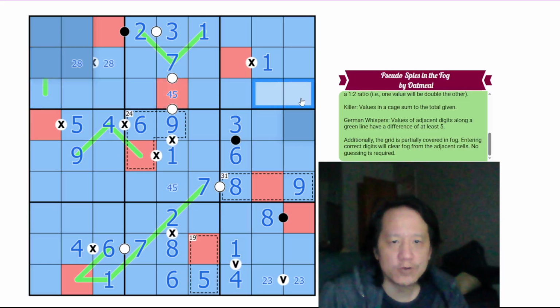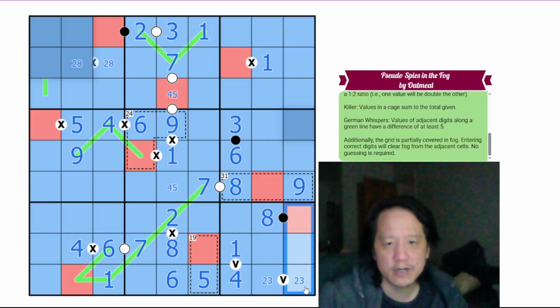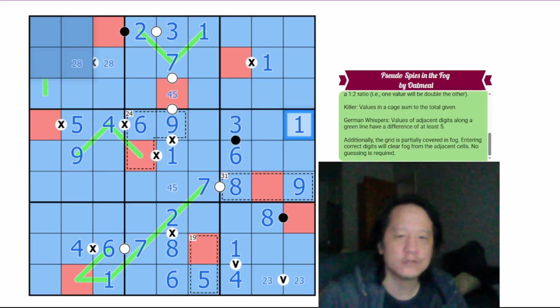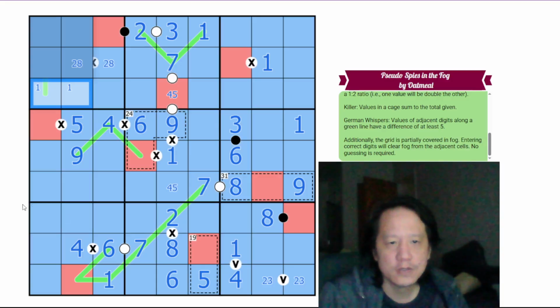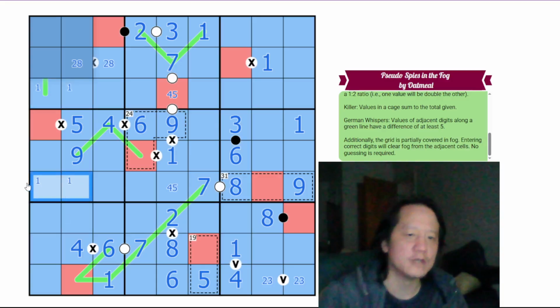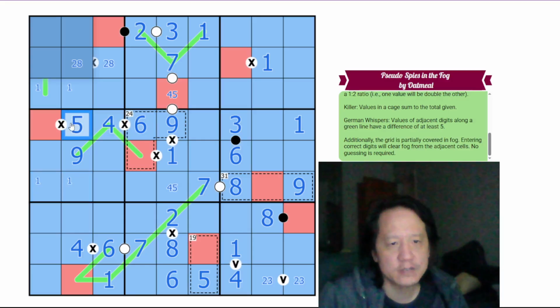Where is 1 in row 3? Where is 1 in column 9? Can't be here because 1 in the box. Can't be here because 1 in the box. Can't be here because 1 in the row, so it has to be here. So this is 1. 1 cannot be here in this upper left-hand box. Can't be here, can't be here, can't be here. So it must be one of these two. And it must be one of these two in this left central box.